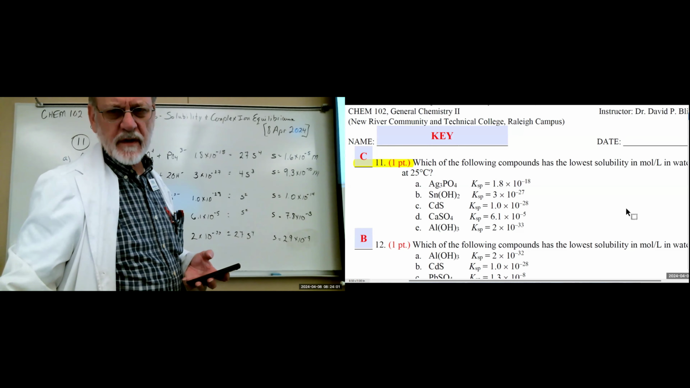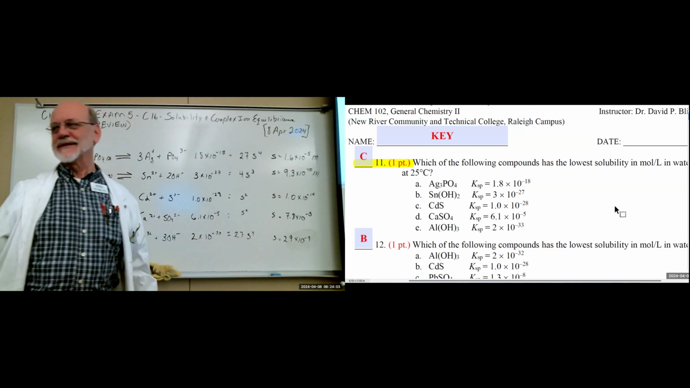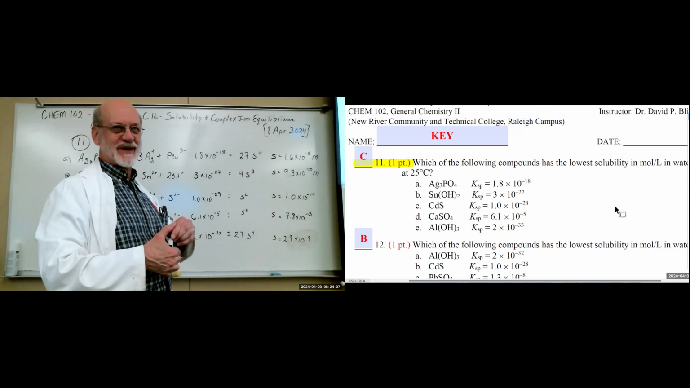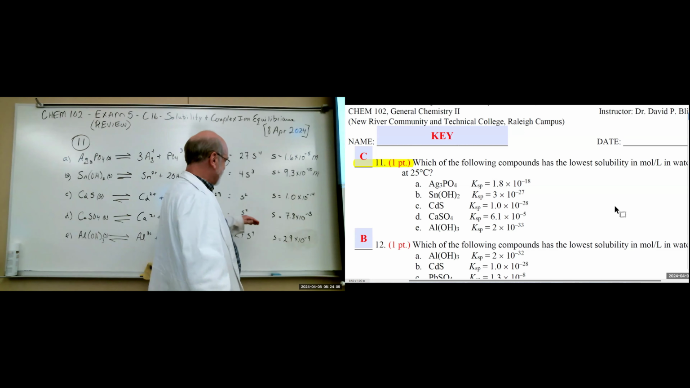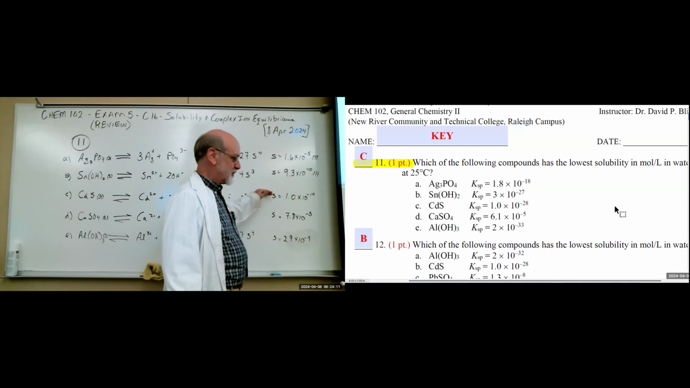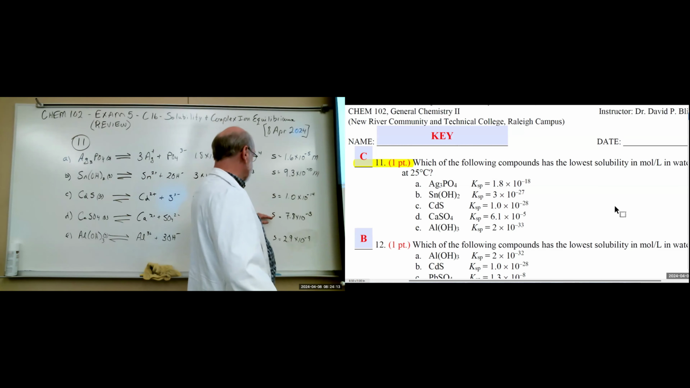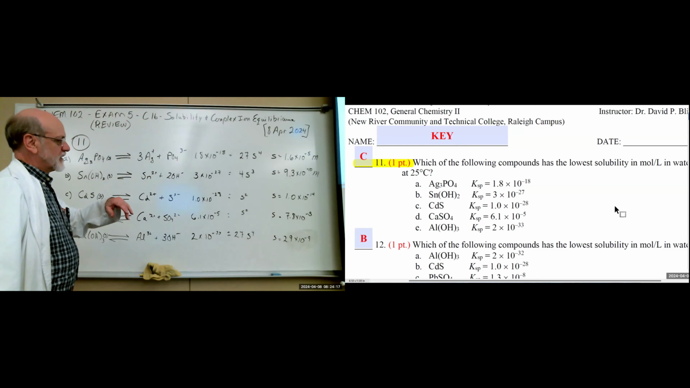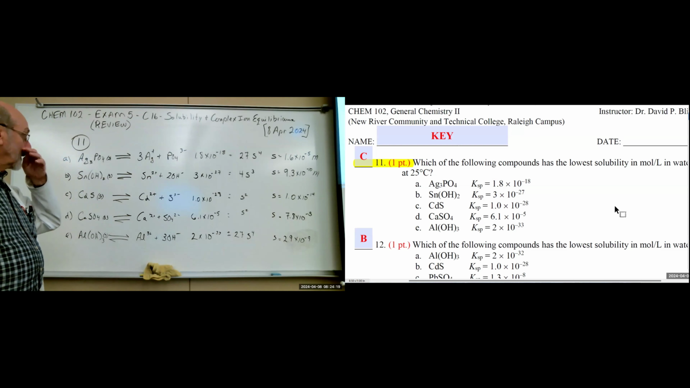Which is fine, listen. Read the question, right? Which one has the lowest solubility? Okay, that's the one with the lowest solubility. I was looking for the highest, and this is the highest solubility. But we had to go through all that to make that comparison.